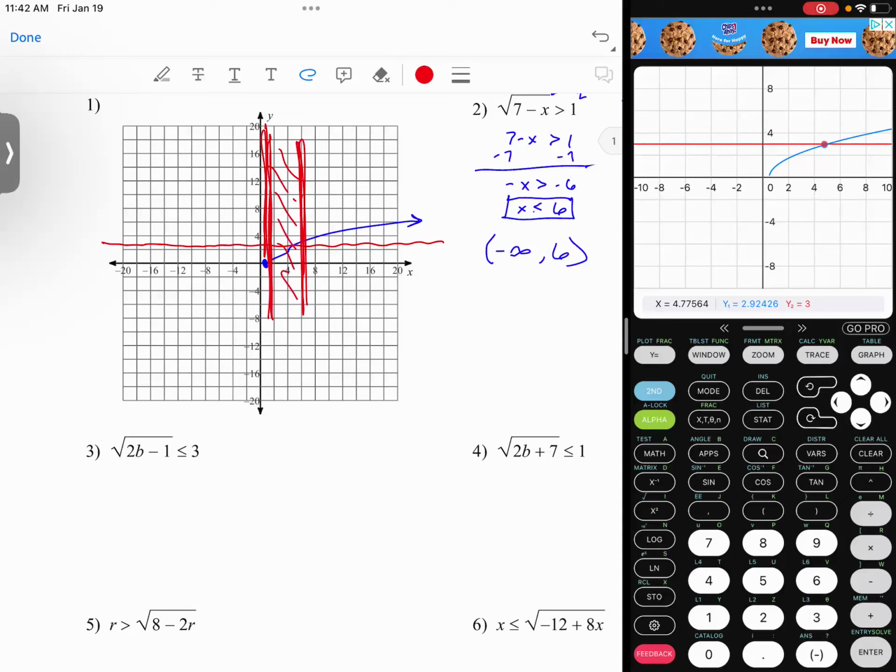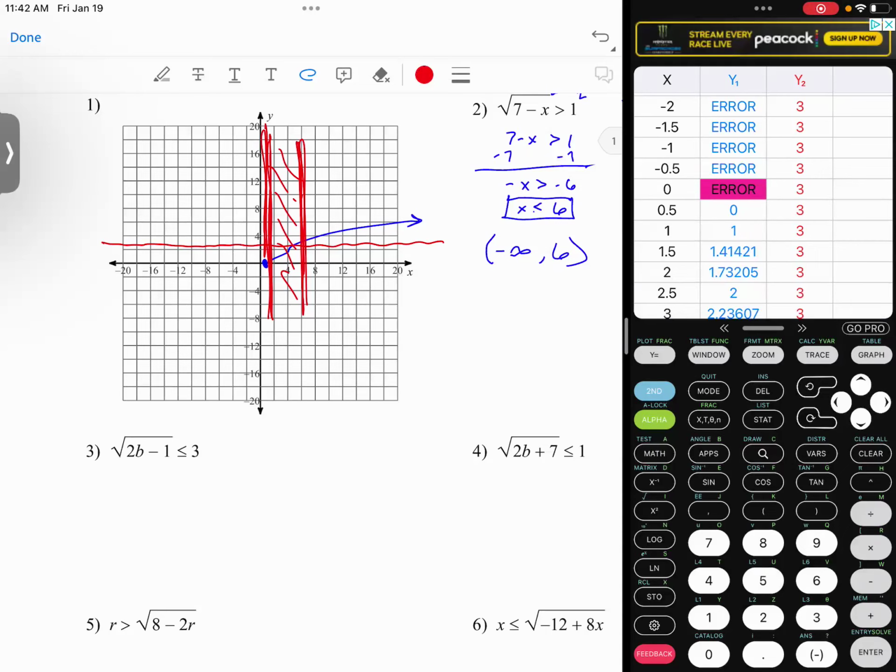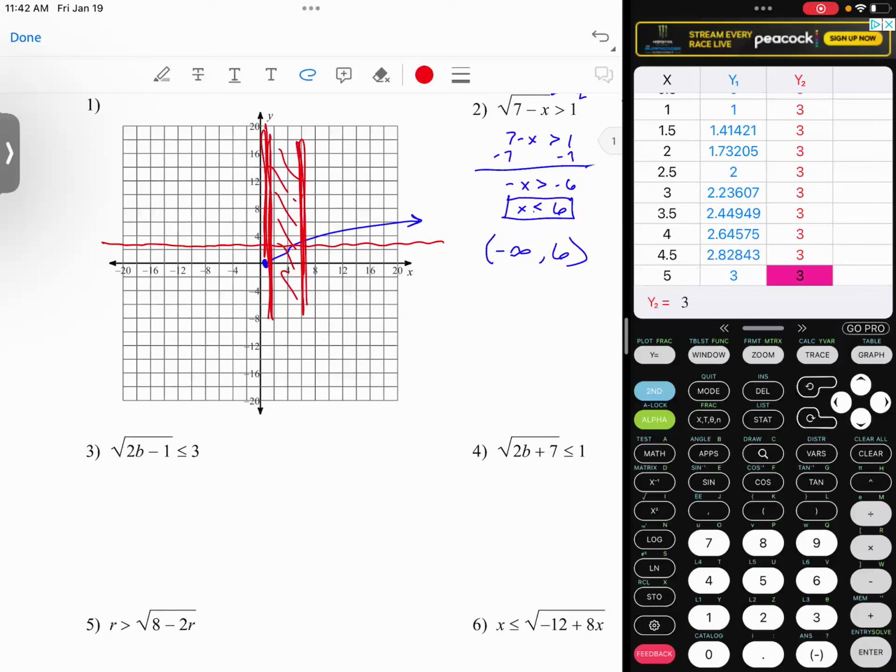We want to know, when is that region happening? If you look at the table, I'm going to go up by halves, and you can see that you get errors all the way up until when b is 1/2. And then you start to have a value for the function, and you can see it is less than 3, less than 3, less than 3. And then boom, equal to 3 at 5. So it looks to me like from 1/2 to 5 is going to be our answer.